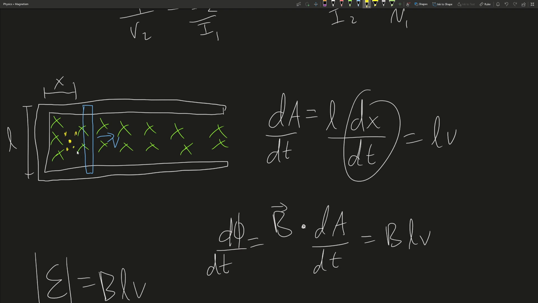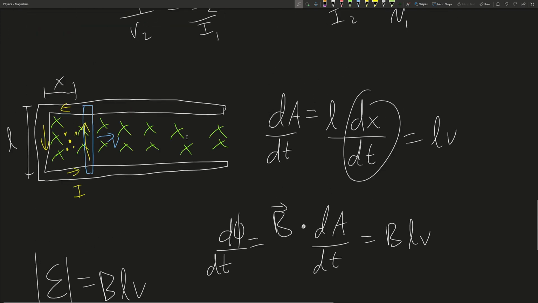If the induced field is out of the page, then by the right-hand rule, we have a current going counterclockwise through this loop right here. So this current is going counterclockwise. So if this bar is moving at a constant velocity, the induced current is going to be counterclockwise in this scenario.